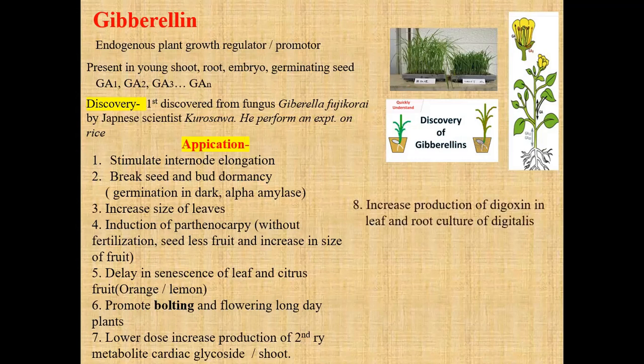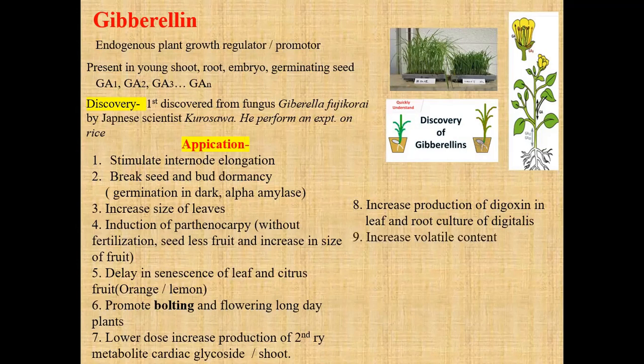The next function is that it increases the production of digoxin in the leaf and root culture of digitalis. Suppose you isolate a particular cell and cultivate it in plant tissue culture using a nutrient agar medium. If you provide gibberellin in that culture, the callus culture, the concentration of digoxin is found to be higher in the callus where gibberellin is given.